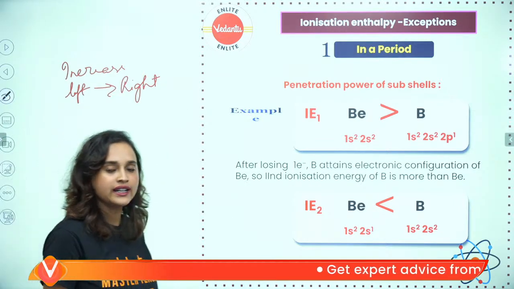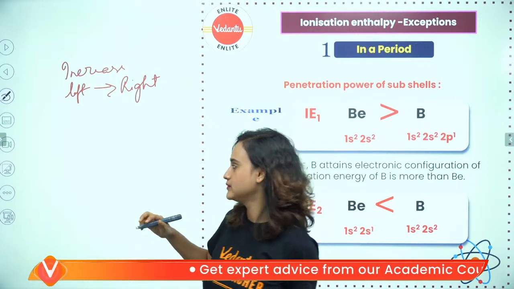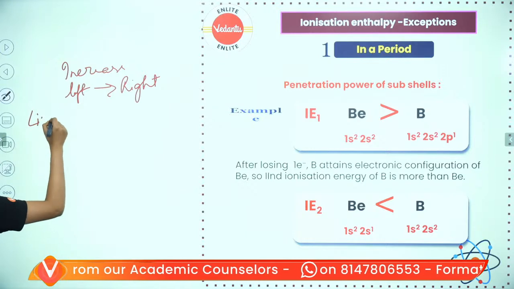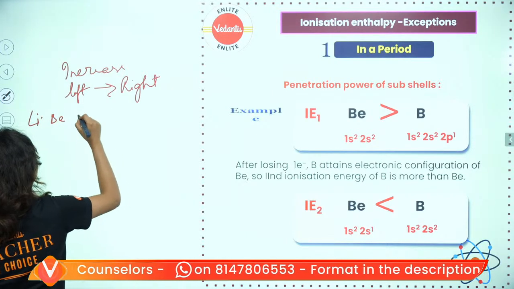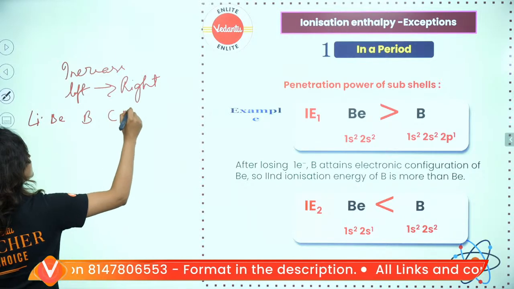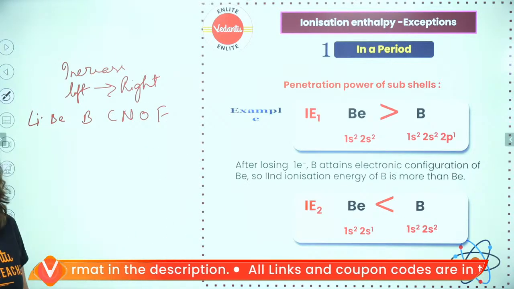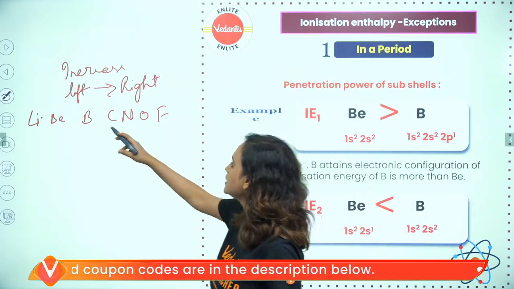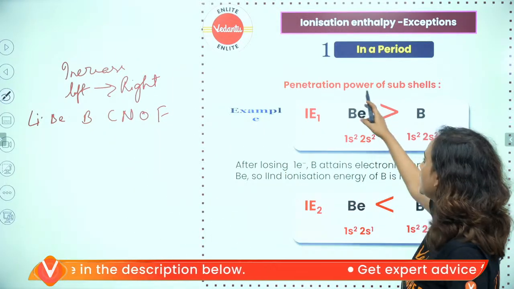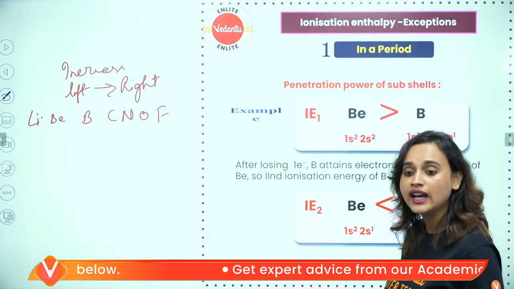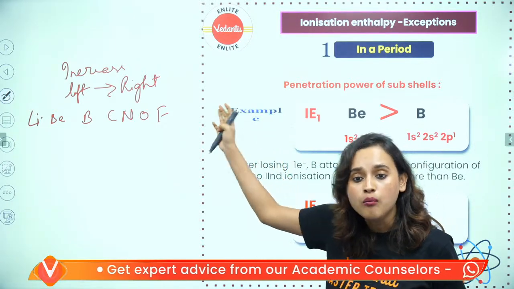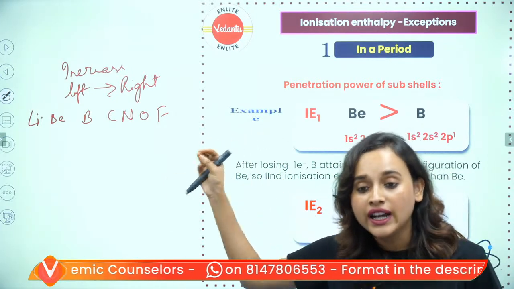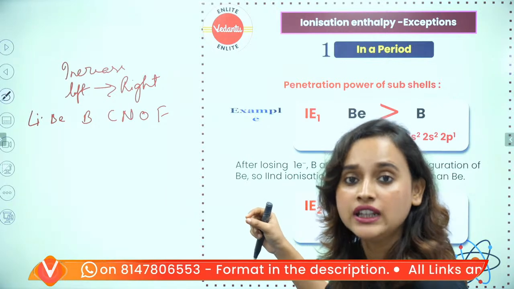Now, if we take the second period, what do we expect? We expect the ionization enthalpy to increase. But what do we get? We don't get that. We see that beryllium has more than boron. Why does beryllium have more ionization enthalpy than boron?